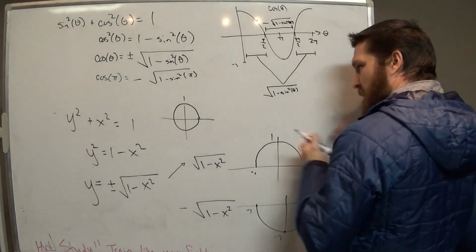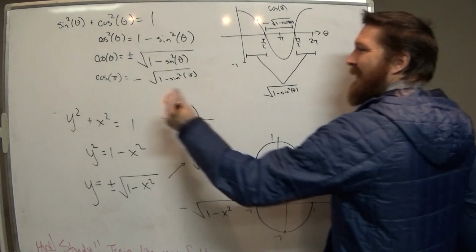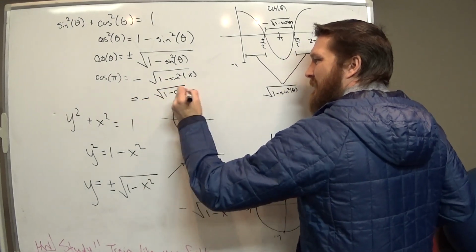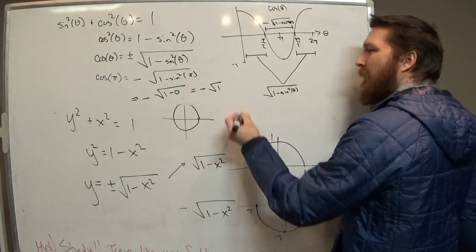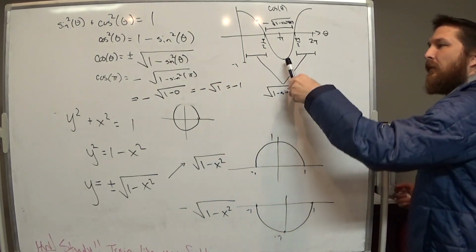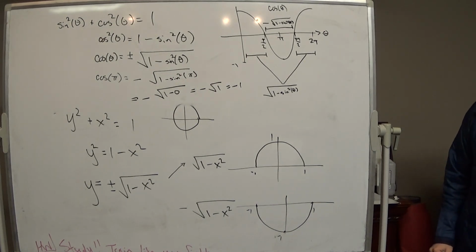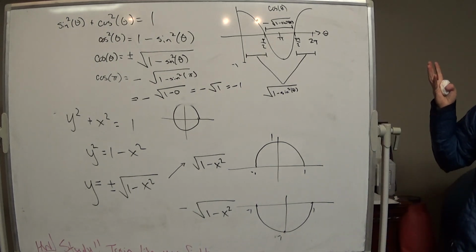Should be 0. Negative 1 equals 0. And so it's going to be negative square root of 1 minus 0, same thing as negative square root of 1, which is just negative 1, which is what that is. But if you didn't take plus or minus, then you're missing out on half of it, right?